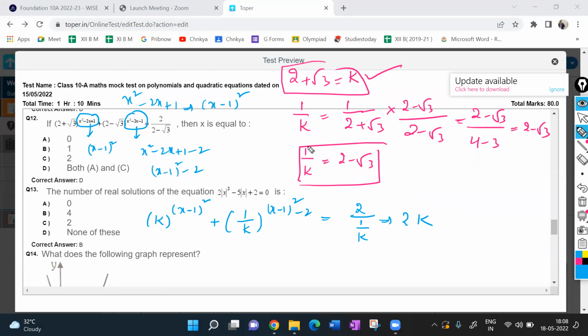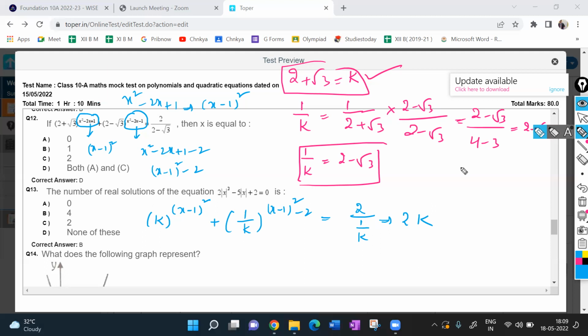It is 2k. Sir, I have a doubt. Yes. Sir, the power of 2 plus root 3 and power of 2 minus root 3 are the same, right? But why did we get x minus 1 whole square there and x minus 1 whole square minus 2 here, where both powers are not the same? Here you have plus, here you have minus. Check. Oh, yes. Understood my point. So that is how I got that.